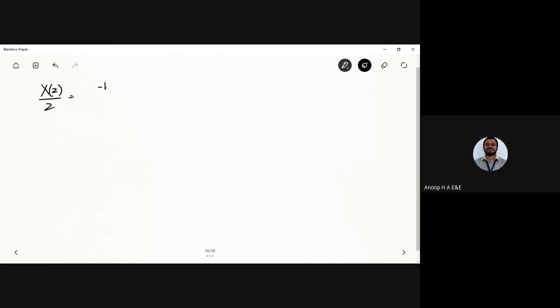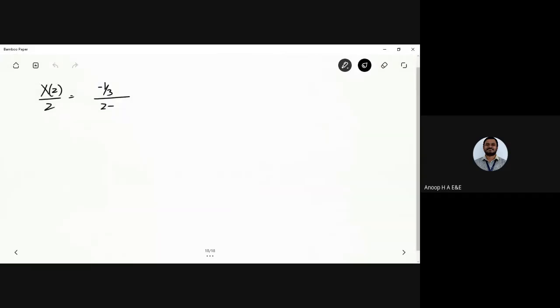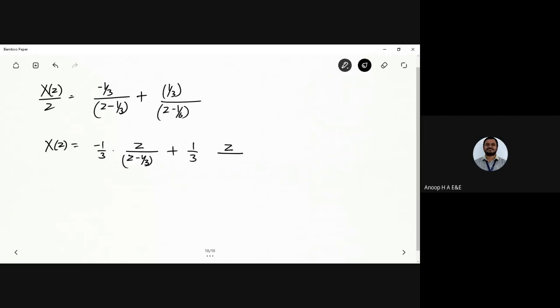Okay, so now what I would like to do is, I can take X of z by z, where the value of a is minus 1 by 3 divided by z minus 1 by 3, plus 1 by 3, which is the positive value of b, divided by z minus 1 by 6. Okay, so X of z would be equal to minus 1 by 3 times z divided by z minus 1 by 3, plus 1 by 3 times z divided by z minus 1 by 6.